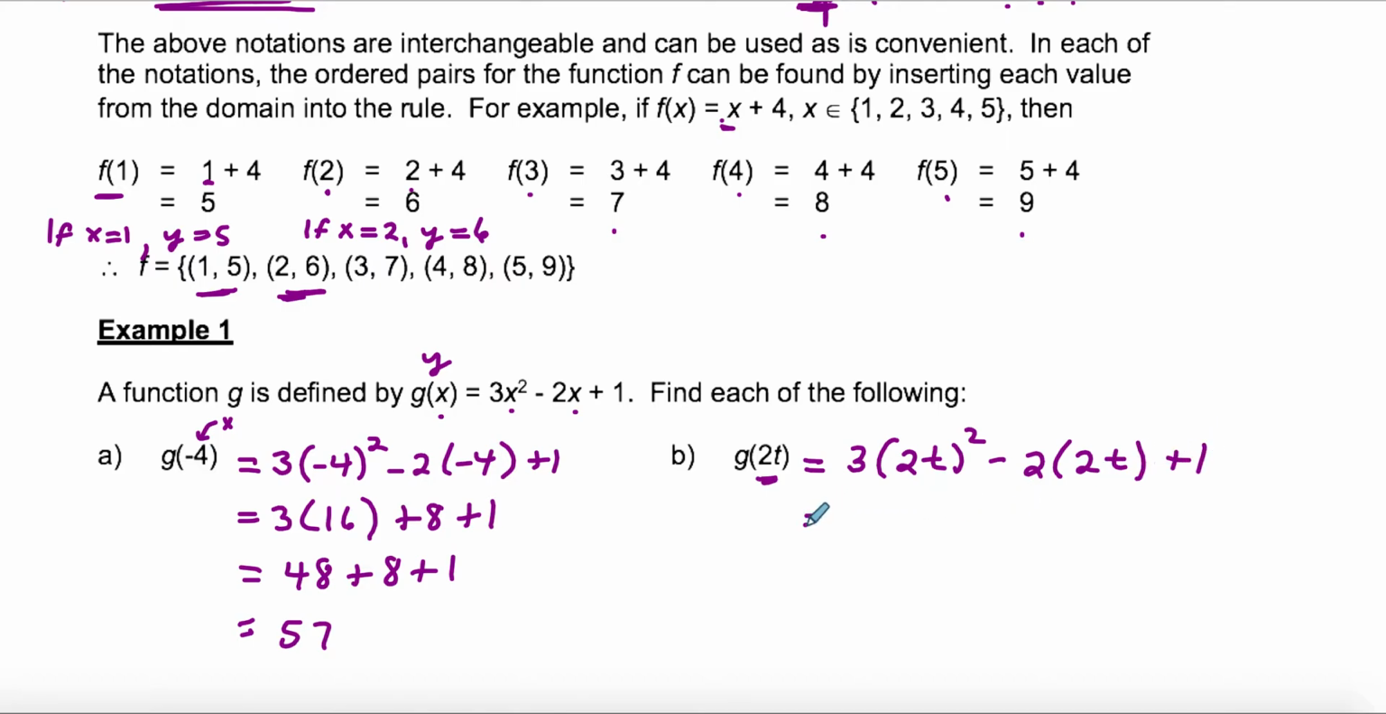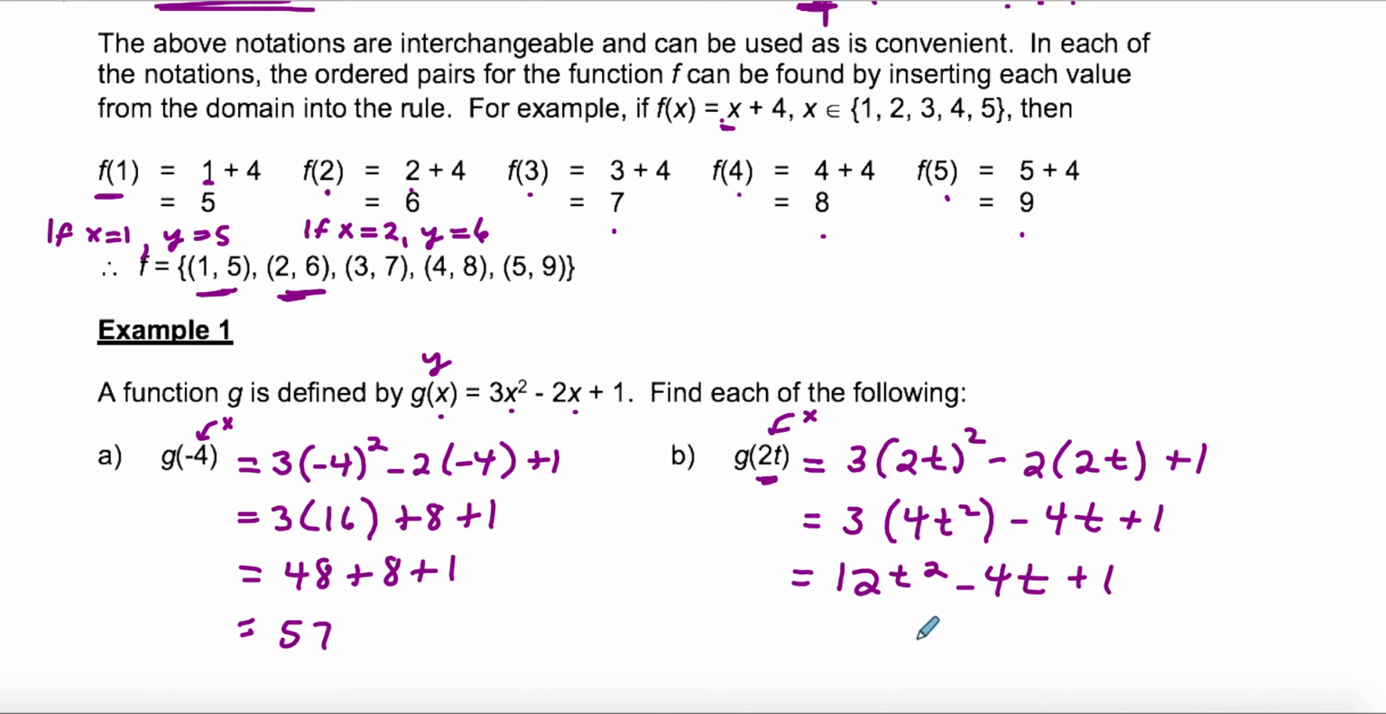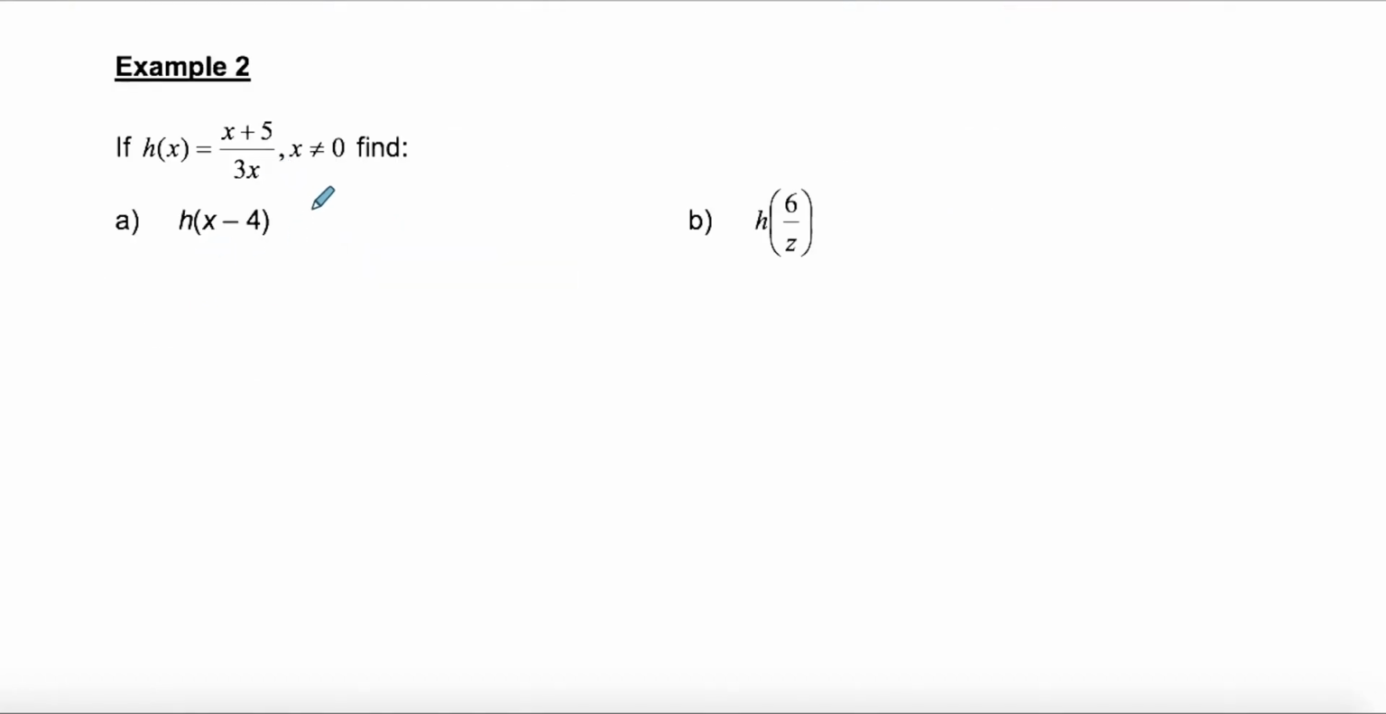So this one we're not going to be able to get just a numerical answer, but this would be 3 times 4t squared minus 4t plus 1. And this is function notation, and it's just what we sub in here for x. So 12t squared minus 4t plus 1. And that's all we can do for that because we don't have a value for t. They can get a little bit trickier.